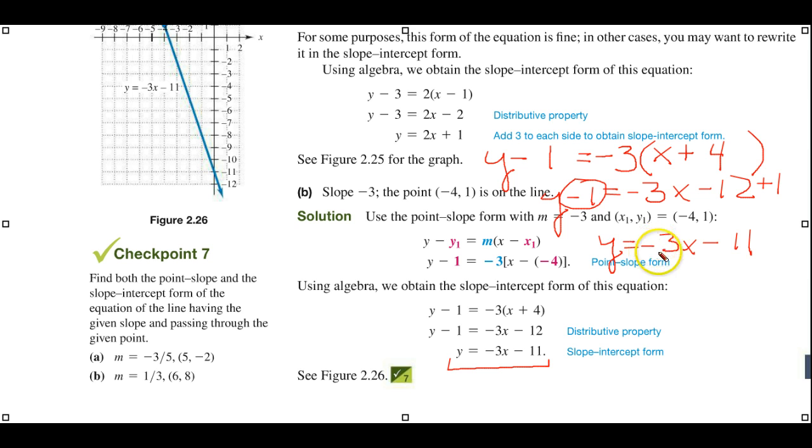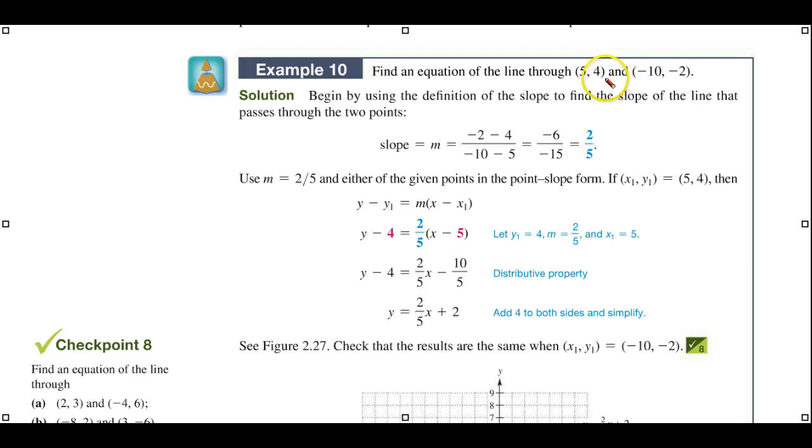Now, sometimes they want you to put the equation, instead of slope-intercept, into standard form. For doing that, we would take this term and just transpose it to this side, and it would be 3x plus y equals a negative 11. Just transposing this to the other side. In example 10, they're not giving you the slope, but they give you 2 points.